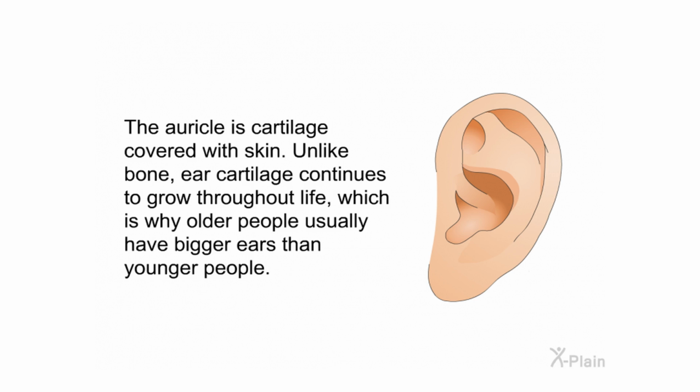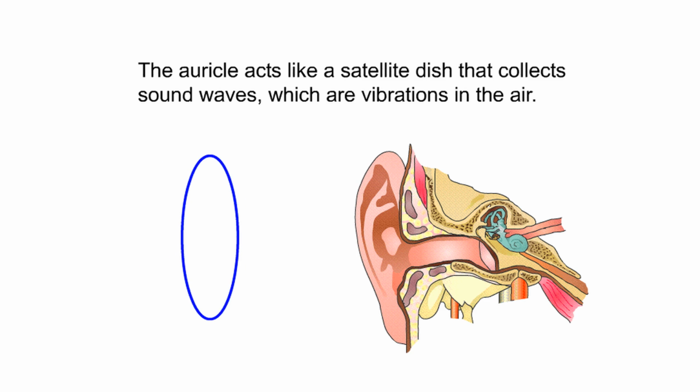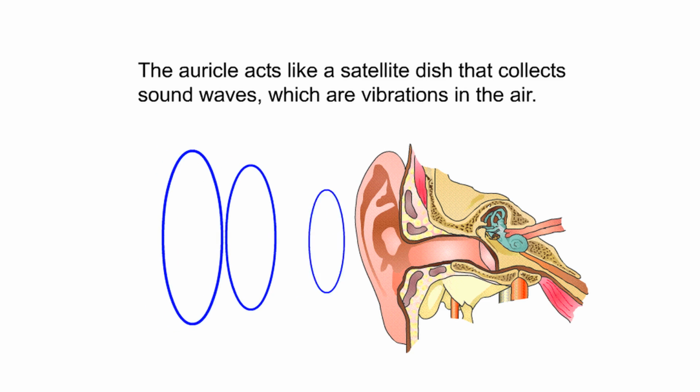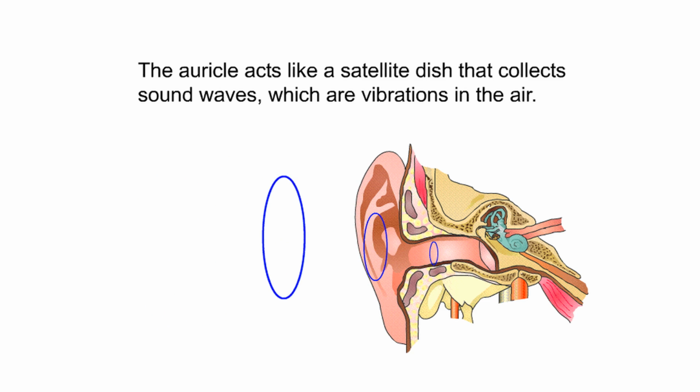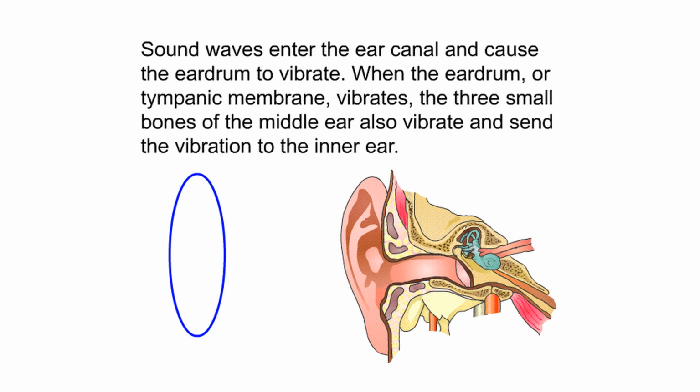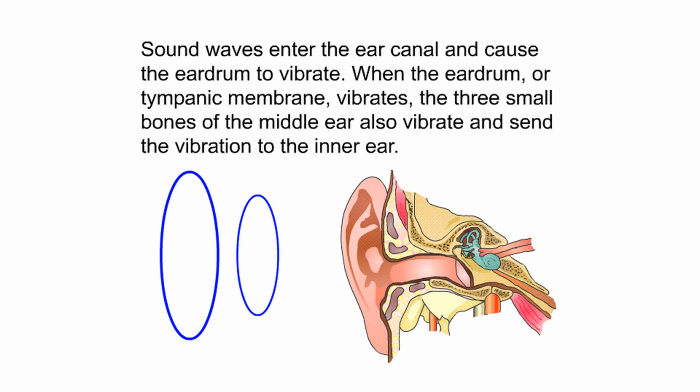The auricle is cartilage covered with skin. Unlike bone, ear cartilage continues to grow throughout life, which is why older people usually have bigger ears than younger people. The auricle acts like a satellite dish that collects sound waves, which are vibrations in the air. Sound waves enter the ear canal and cause the eardrum to vibrate.